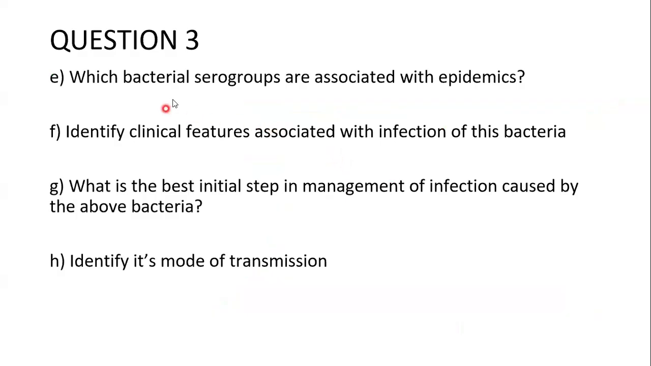Then the next question is, which bacterial serotypes are associated with epidemics? Clinical features associated with infection, apart from diarrhea. Initial step in management of infection caused by the above bacteria, then mode of transmission. Okay, so which are the serogroups? O1 and O139. O139. Good. Clinical features of cholera apart from diarrhea.